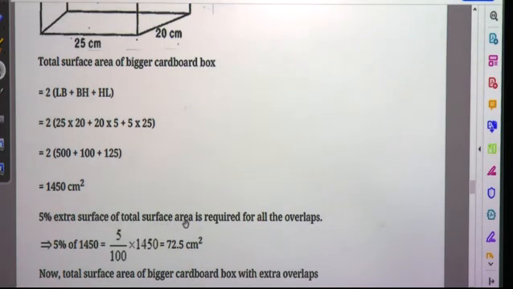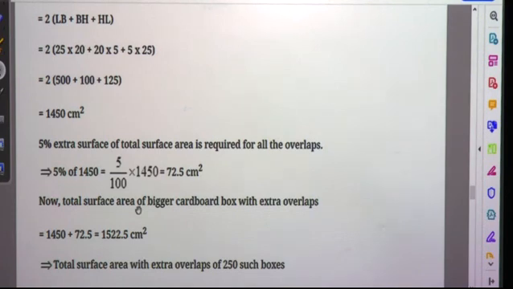5% extra of total surface area is required for the overlaps. So, 5% of 1450 is equal to 5 upon 100 into 1450 is equal to 72.5 centimeter square. Now, the total surface area of bigger cardboard box with extra overlaps is what? 1450 plus 72.5, it becomes 1522.5 centimeter square.